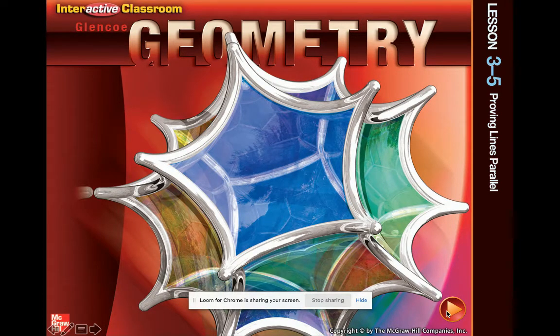This is super similar to 3-2. It's pretty much the opposite. In 3-2, we used parallel lines to find the relationship between different angles. Now we're going to be using the relationships of different angles to prove that lines are parallel. So we're not really doing the opposite of what we did, but a lot of the information is the same. It's almost just thinking backwards.